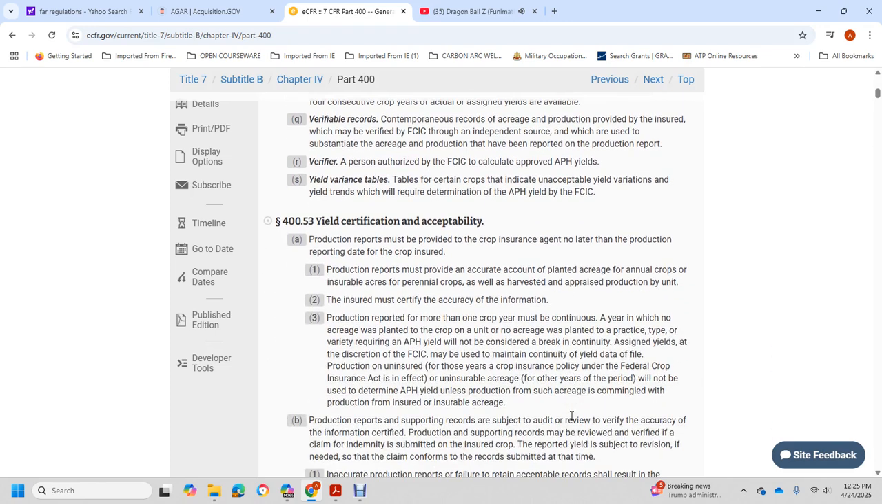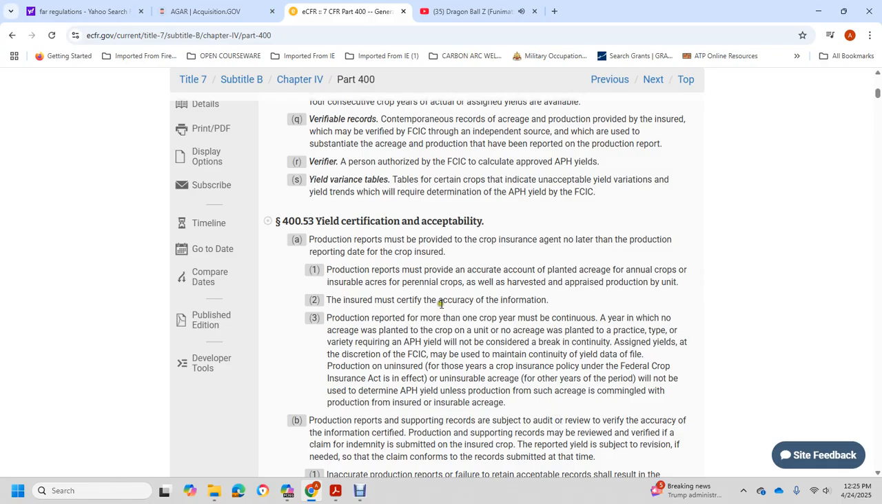Yield certification is acceptable. The production reports must be provided to the crop insurance agent no later than the production report date for the crop insured. One of the production reports must provide the actual account of the planted acreage for the annual crops, the insurable acres for perennial crops, as well as the harvested and appraised production by unit.